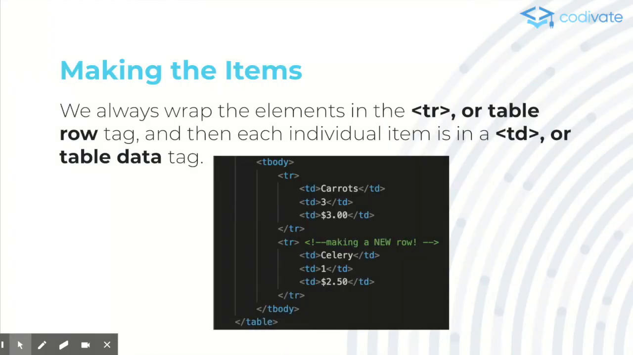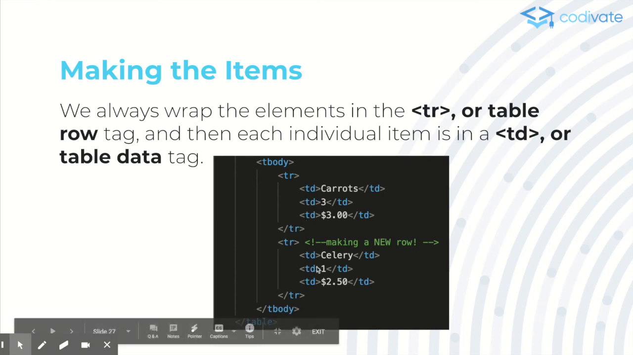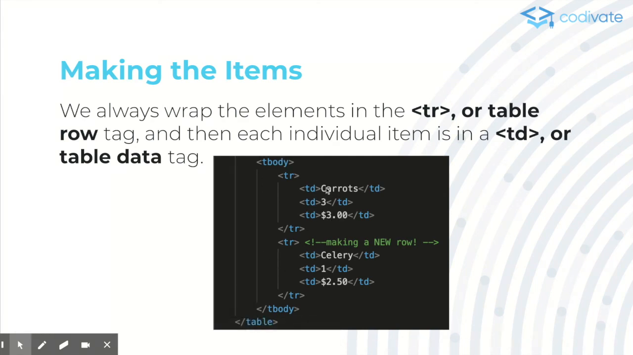To make the items, we can wrap each element in the tr or table row tag, and then each individual item in a td or table data tag. So this would be a table row, and then each item would be in a table data. So that's what it would look like, and this would obviously be in the tbody. Notice that carrots, 3, and 3.0, even though they're kind of like in a column over here, when it's actually displayed, it's going to be displayed next to each other as part of the same row because they're in the same row tag.